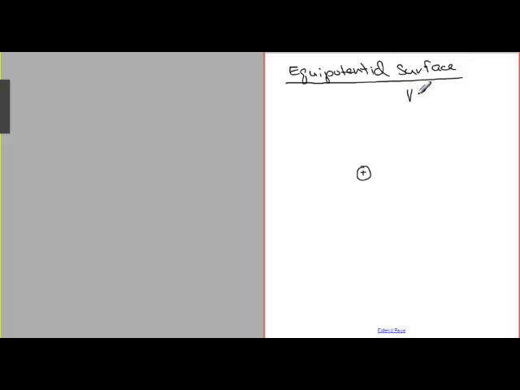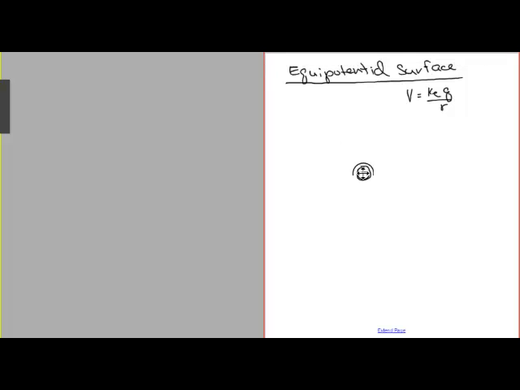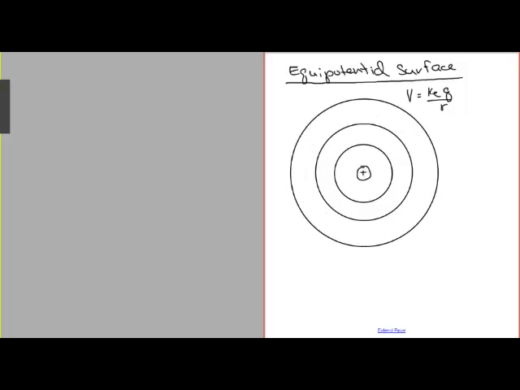Because the voltage is equal to Coulomb's constant times the value of the charge divided by radius, if we draw circles around this positive charge, each one of these is going to have a different voltage at equal distances. So these are lines at equal potential. The electric field lines were lines which went in the direction the electric field went.